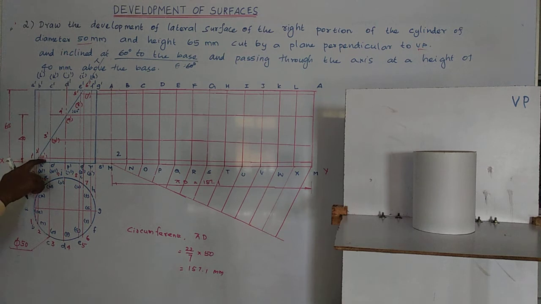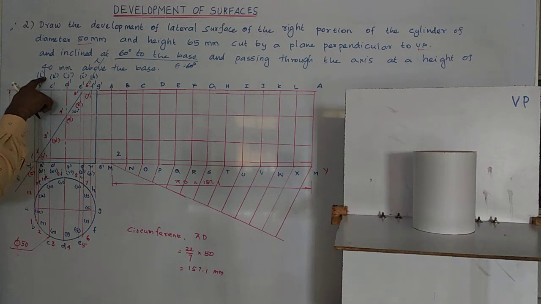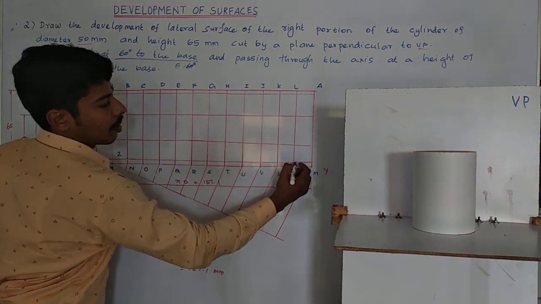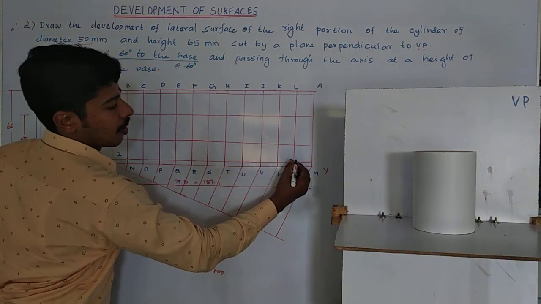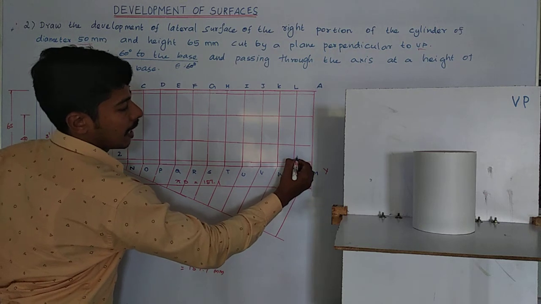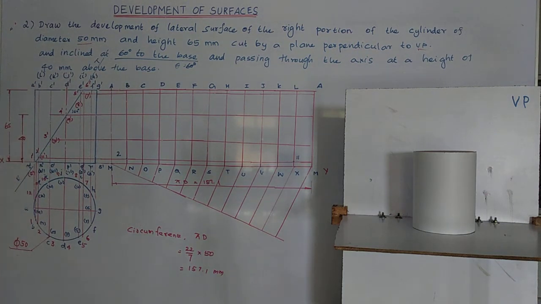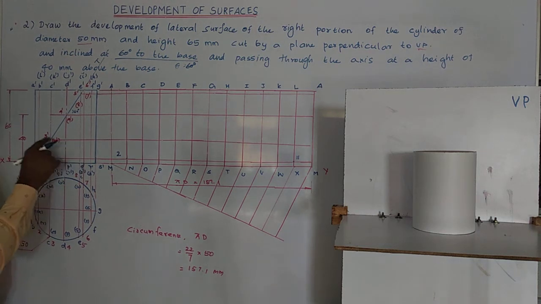Then here another one, 11, isn't it? 11 is the hidden edge. That means X dash and L dash. So here X L. So this point is 11. Okay, I mark 2 and 11. Then this line is 3 and 10.